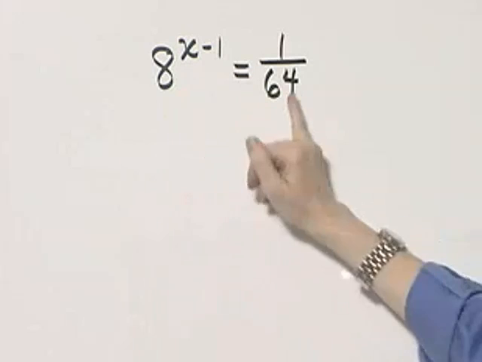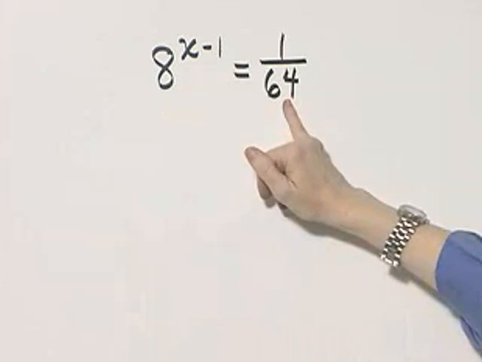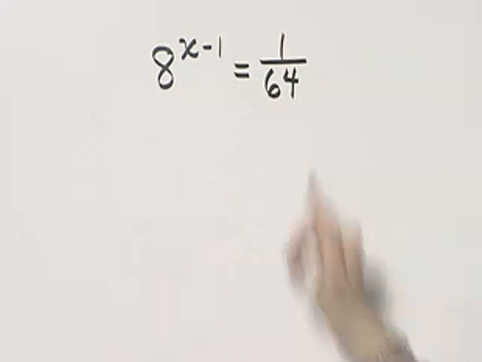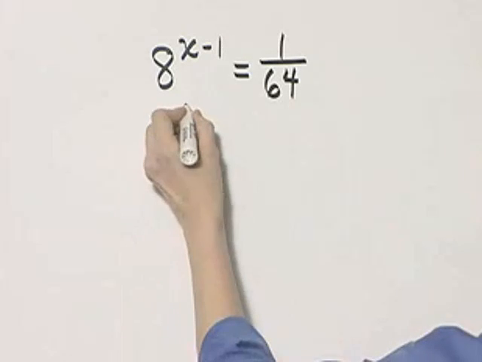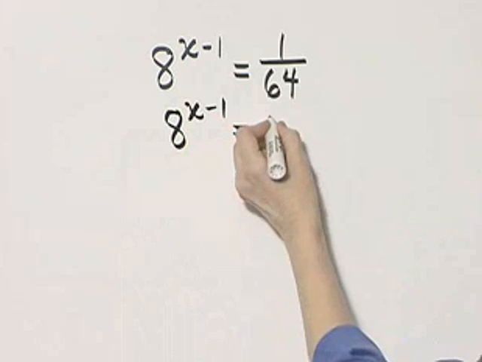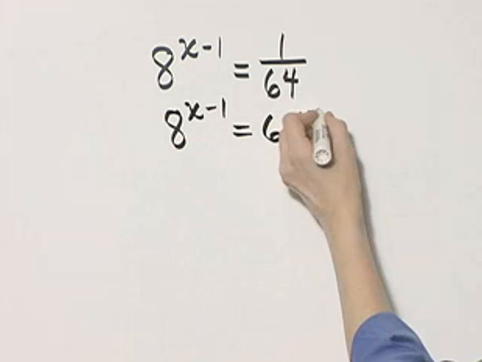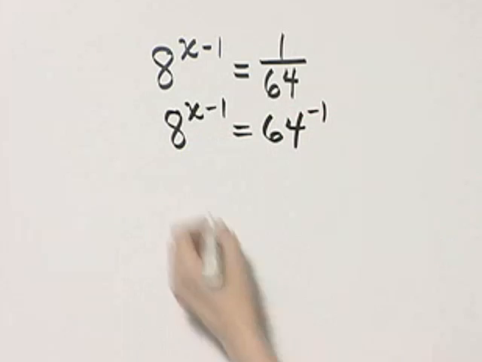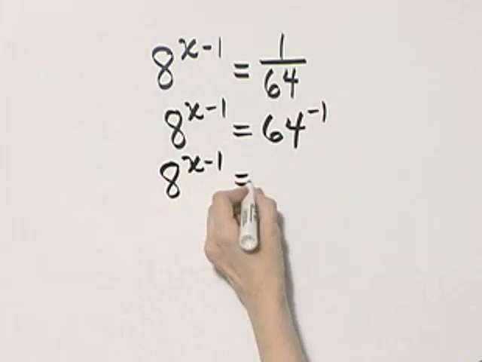Now notice I can write 1 over 64 as 8 raised to some power, so in this case we can make the bases the same. I'll leave this left side alone. That's 8 raised to a power of x minus 1 is equal to, now 1 over 64 is 64 to what power? It's 64 to the negative 1 power. And then let's continue. I'm just rewriting the right side.